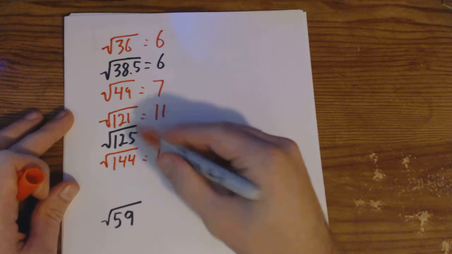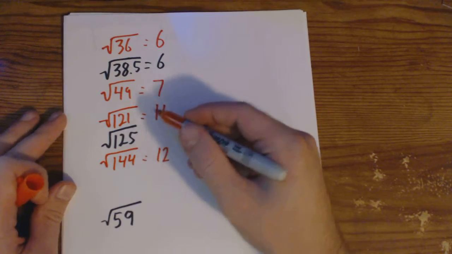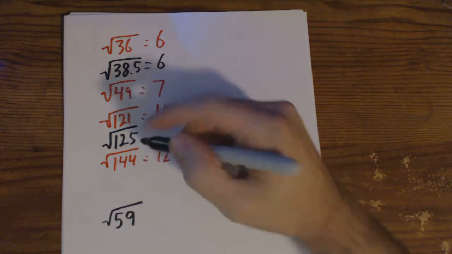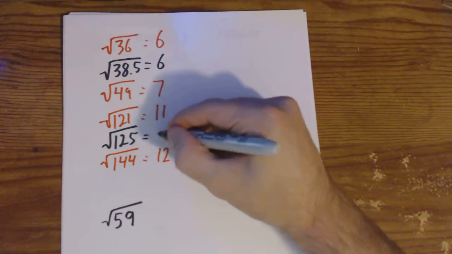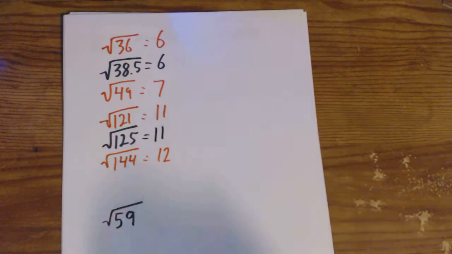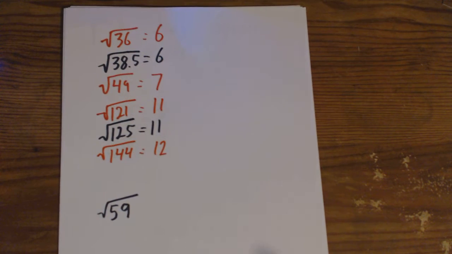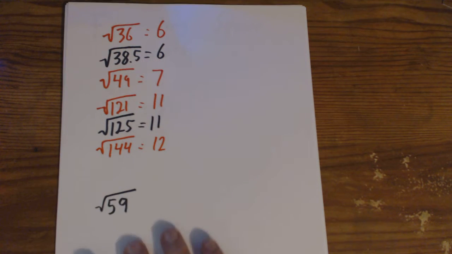Is 125 closer to 121 or 144? We're going to go with 11 on this one. It's only 4 away from 121. We're going to round this down to 11. Again, part of this is just going to be becoming comfortable with knowing your perfect squares. Once you have all your perfect squares memorized up to a certain number, estimating these will be a lot easier.